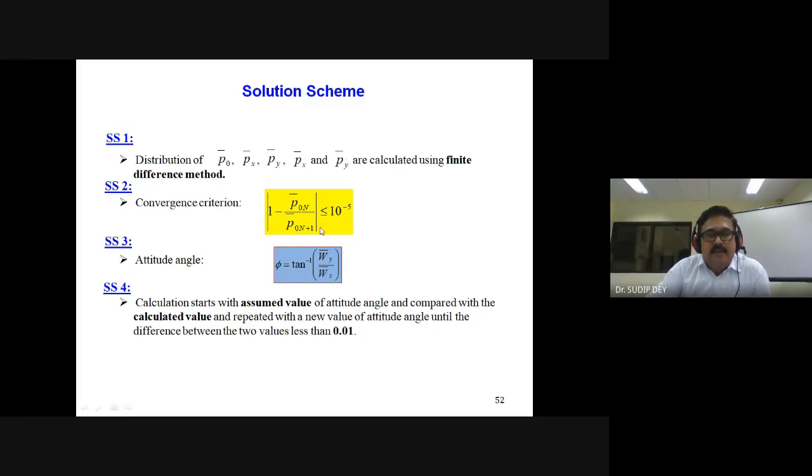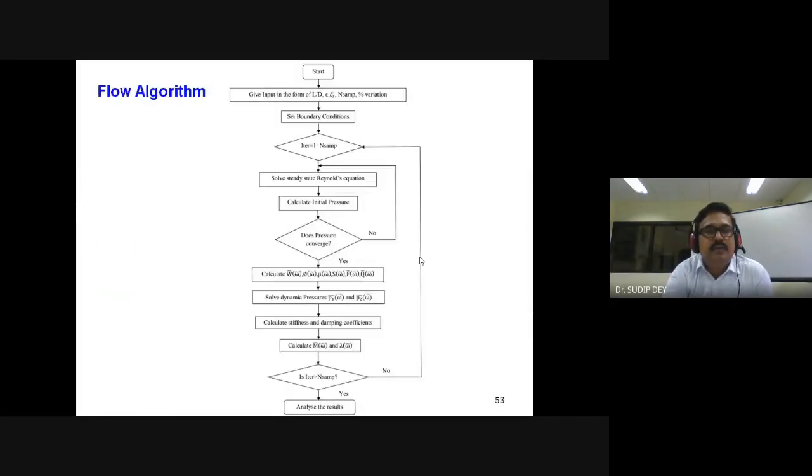The attitude angle, we consider it as tan inverse of wy bar by wx bar. And in the calculation, we start with some assumed value of the attitude angle and compare this with the calculated value, and repeat it with the new value of the attitude angle until the difference of the two values is less than 0.1. So as we do that, we can reach towards the true value.